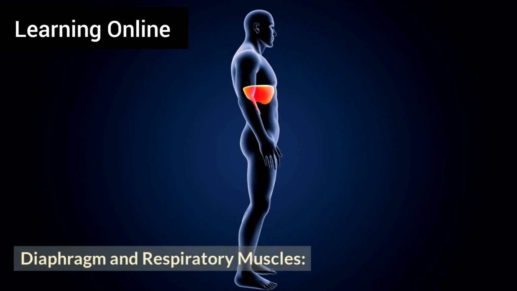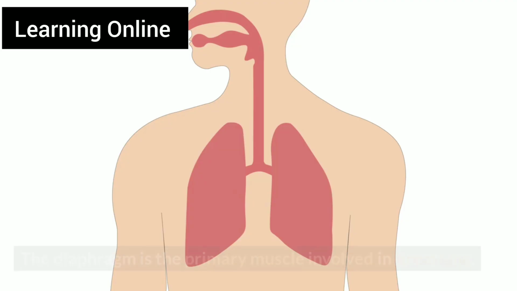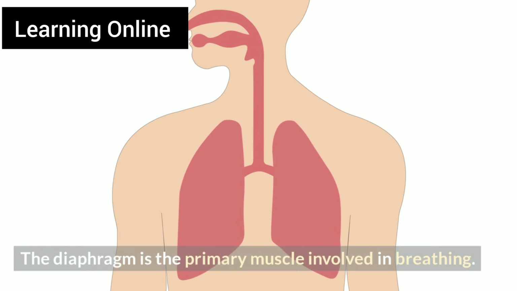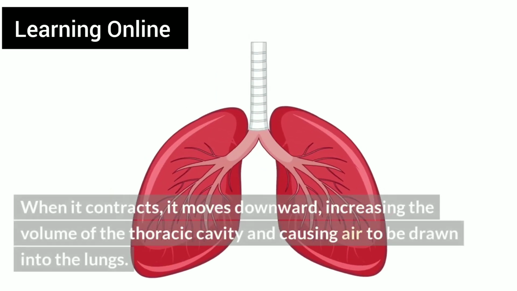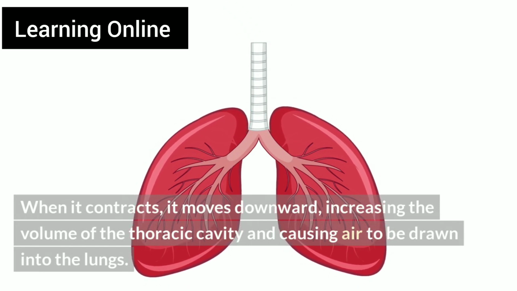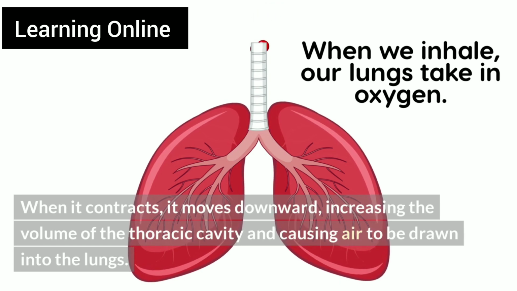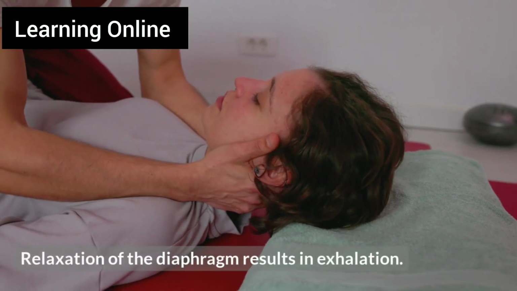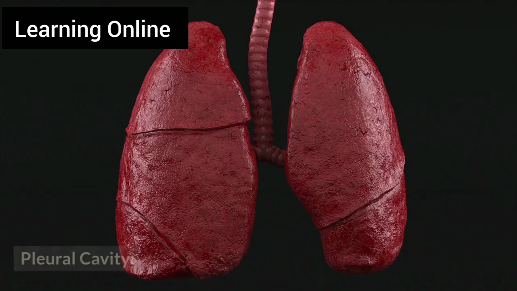Diaphragm and respiratory muscles. The diaphragm is the primary muscle involved in breathing. When it contracts, it moves downward, increasing the volume of the thoracic cavity and causing air to be drawn into the lungs. Relaxation of the diaphragm results in exhalation.